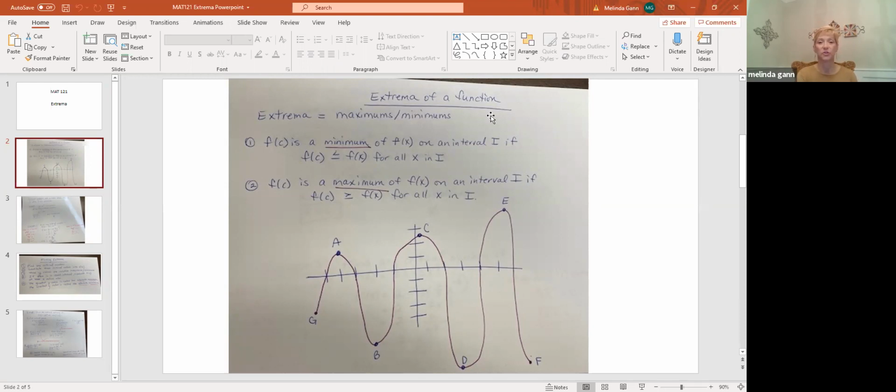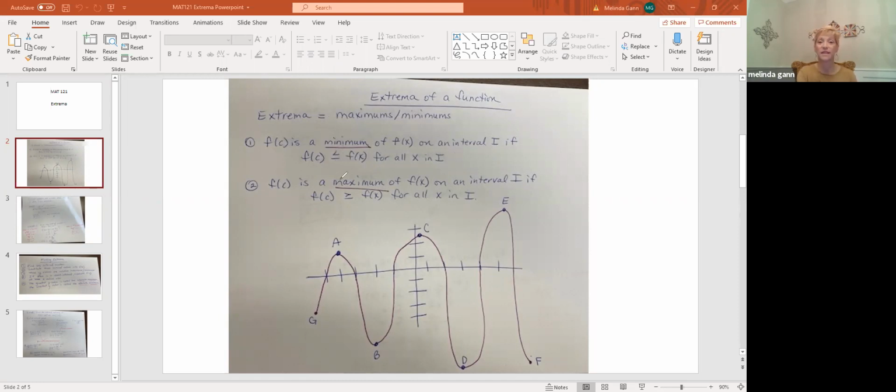So look what it's going to tell you in your book. F of c, now that's a y value. Okay, so maximums and minimums are y values. F of c is a minimum of your function on some interval I if f of c is less than or equal to every other y value in that interval. Doesn't that make sense? This y value is a minimum if this y value is smaller or equal to all the other y values.